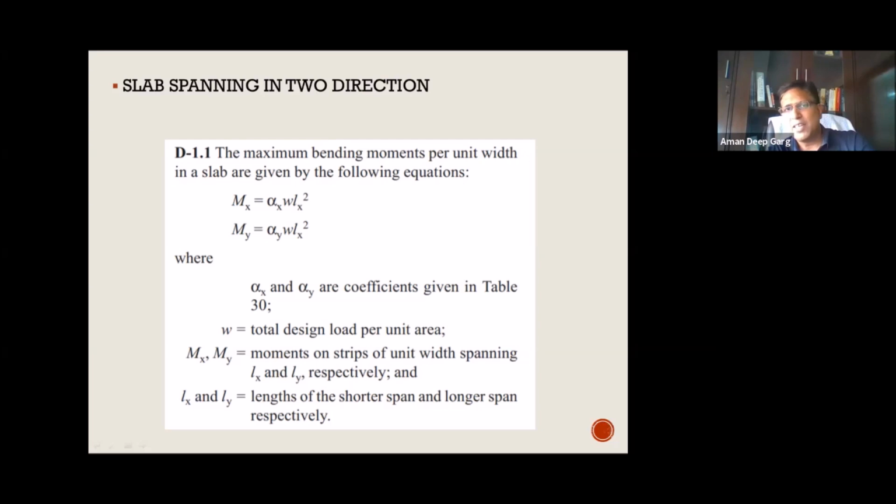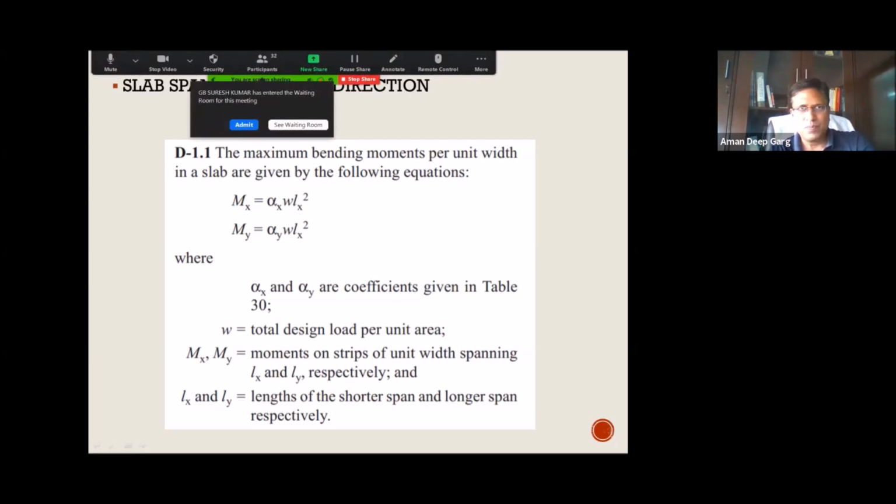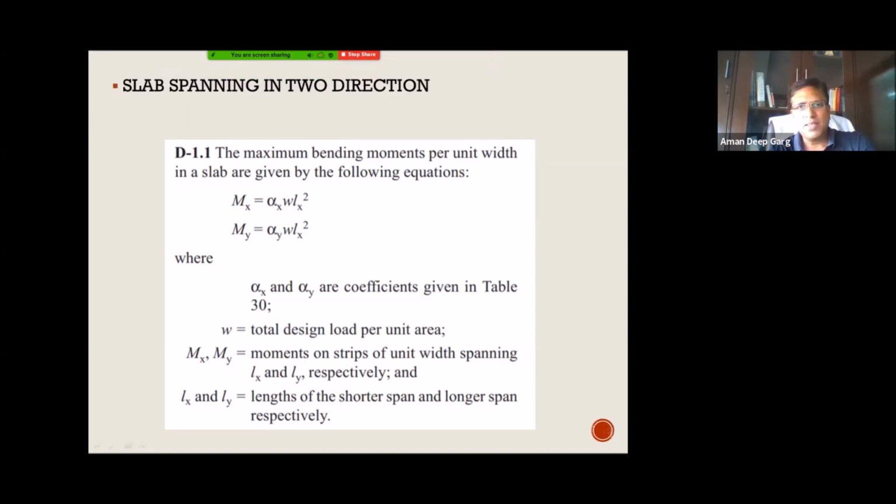Now which would be the governing deflection? For example, if I say for the 3 meter span my slab wants to deflect 6 millimeter, and for the 4 meter span my slab wants to deflect 8 millimeters, and now I want to decide what the deflection would be. So how would we decide?